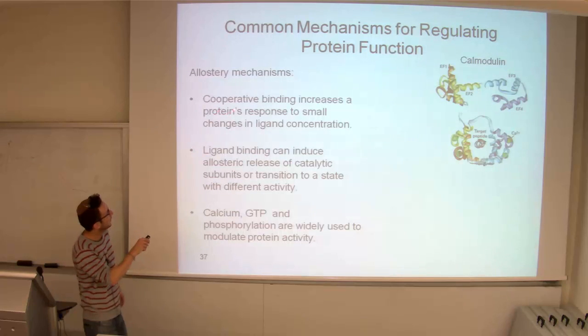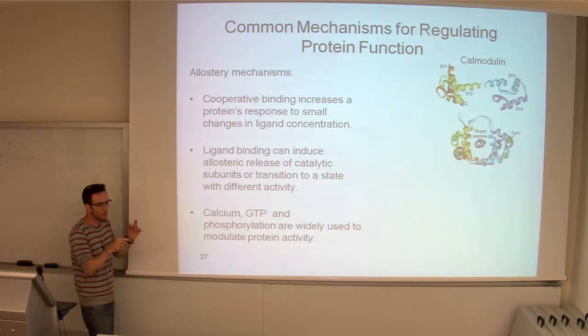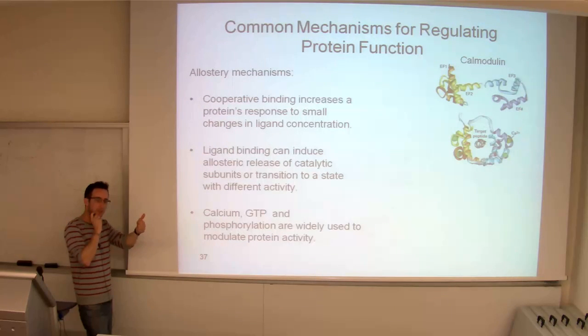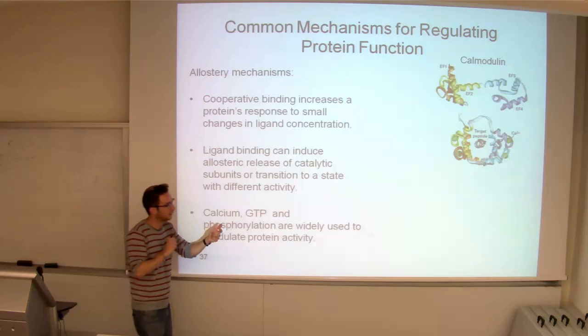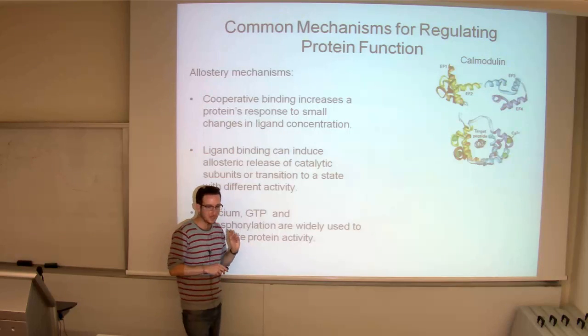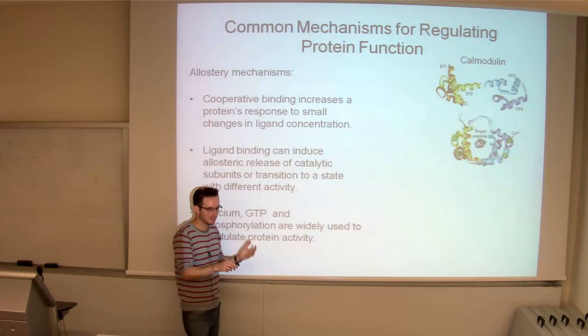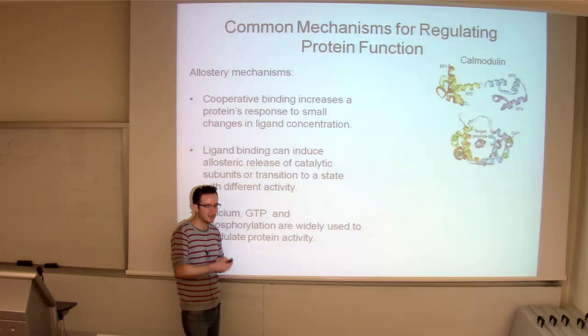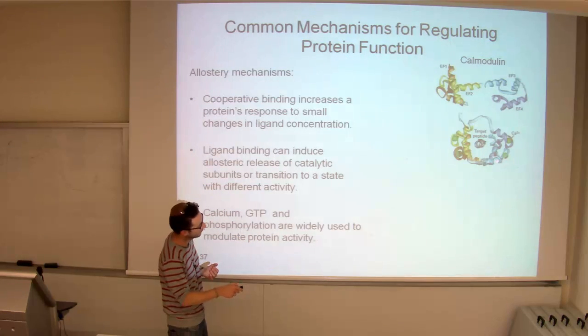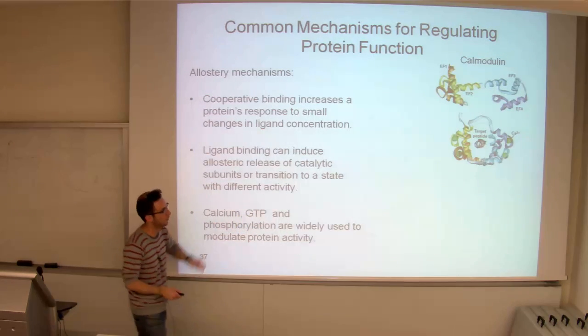Okay, let's go one by one. Cooperative binding is a kind of allosteric mechanism in which the binding of a first molecule increases or decreases the binding affinity to the second molecule, and it can also affect the binding affinity to the third and fourth molecule. An example is the calmodulin protein that has 4 sites of calcium binding, and upon binding of the first calcium to calmodulin, the affinity of the second binding site increases. Affinity is how well the protein binds the molecule. And upon binding of the second calcium, the affinity of the third binding site increases, and so on.